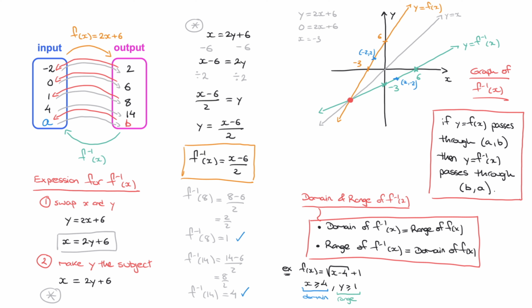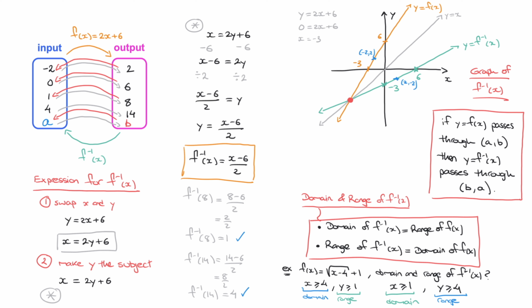Then if we were asked to state this function's inverse function's domain and range, in other words, the domain and range of inverse f of x, then thanks to this rule, we could state that the domain of inverse f of x would be all real numbers greater than or equal to 1, so x greater than or equal to 1, and its range would be all real numbers greater than or equal to 4, so y greater than or equal to 4. Notice here that the domain and the range have been swapped.